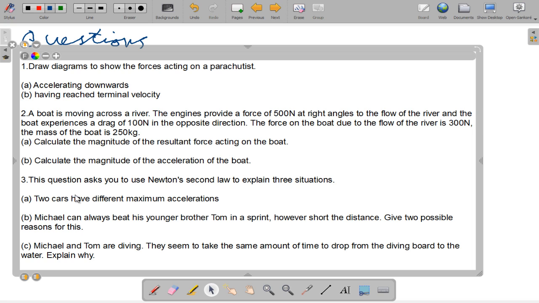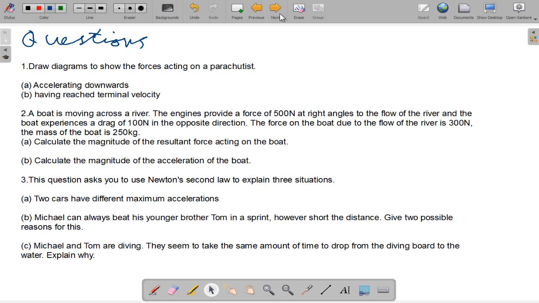So question 3 asks you to explain, using Newton's second law, 3 different situations: 2 cars having different maximum accelerations; how Michael can always beat his younger brother Tom in a sprint, however short the distance, giving 2 possible reasons; and Michael and Tom seem to be taking the same amount of time to drop from the diving board to the water, and you need to explain why. Okay, so I'll give you a 5-second pause now.